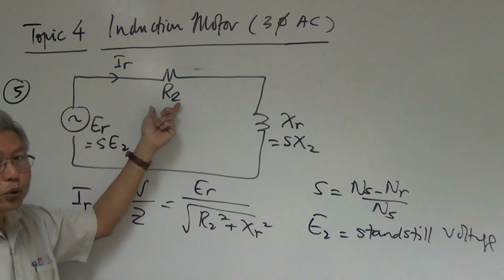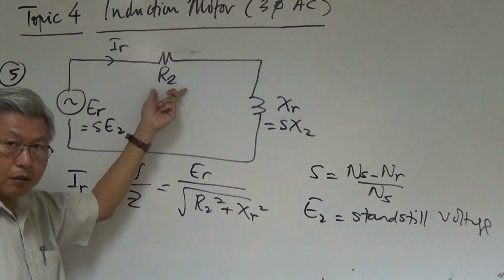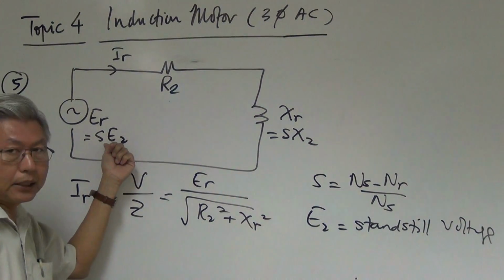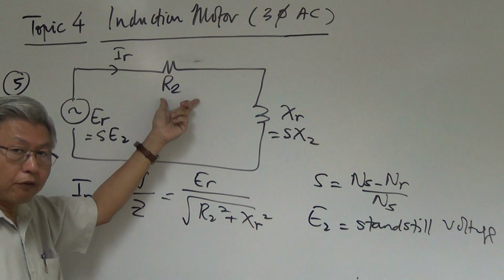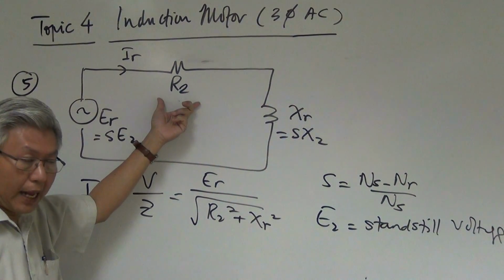Okay? What is R2? It's the resistance of the rotor winding, which we call the standstill resistance. This resistance value will not change. You don't have to multiply by slip because resistance is frequency independent and therefore speed independent. It doesn't depend on the speed. So R2 is always the same value.